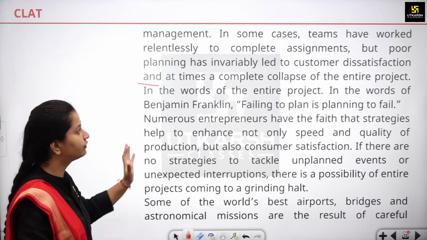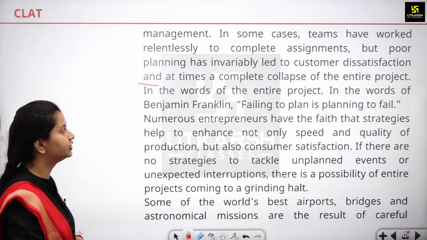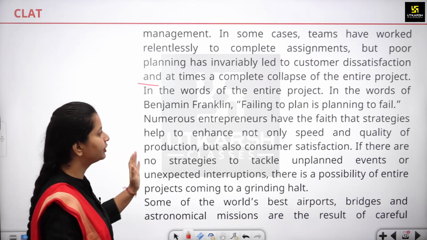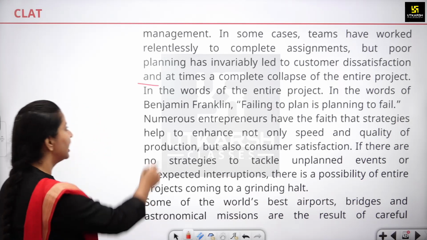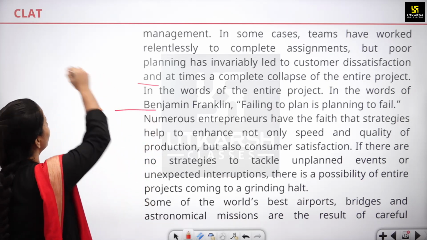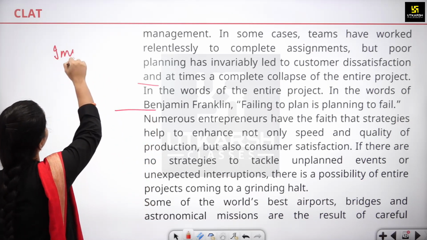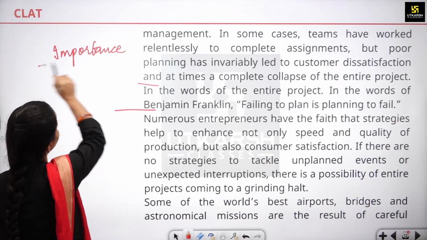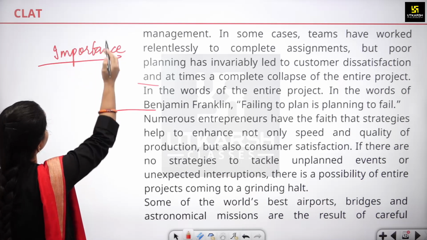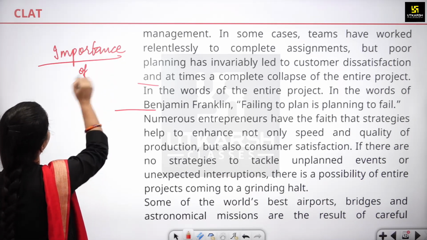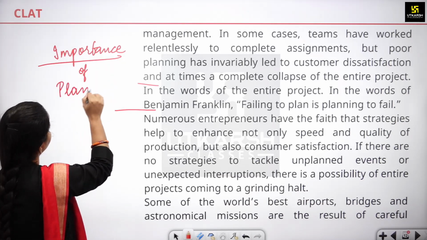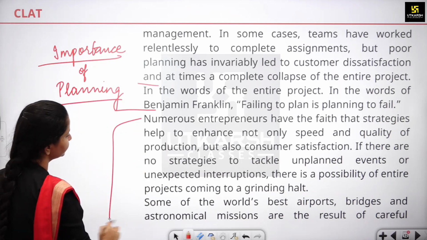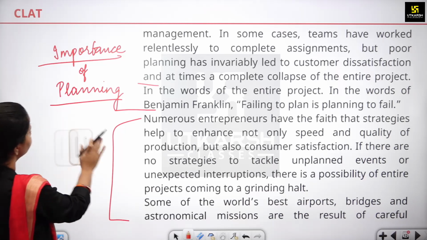In the words of Benjamin Franklin, failing to plan is planning to fail. Numerous entrepreneurs have faith that strategy. So till here it was the importance of planning. And Benjamin Franklin is just vouching for, just asserting the importance of planning. Now comes the importance of strategy.